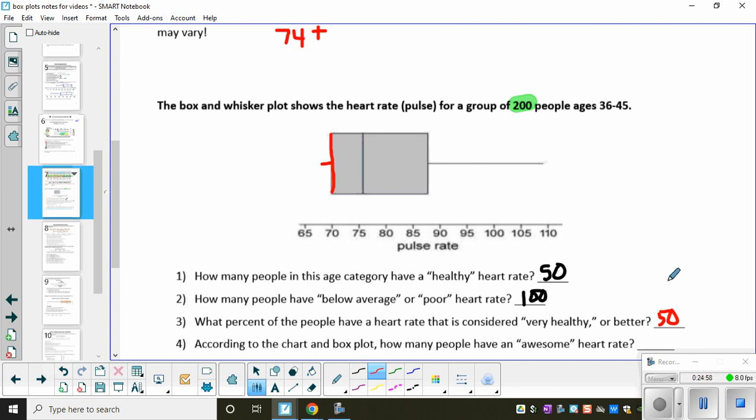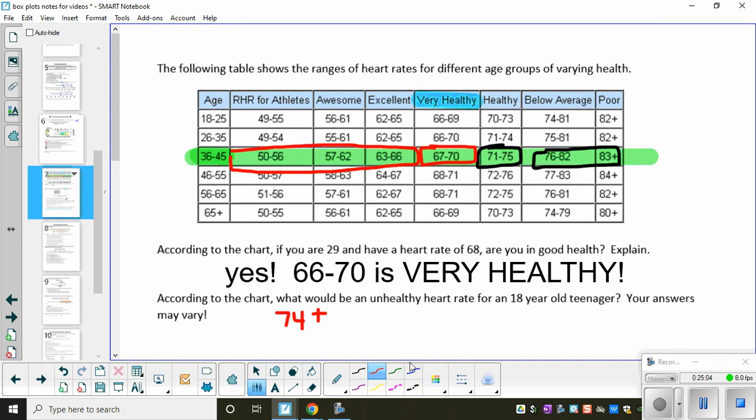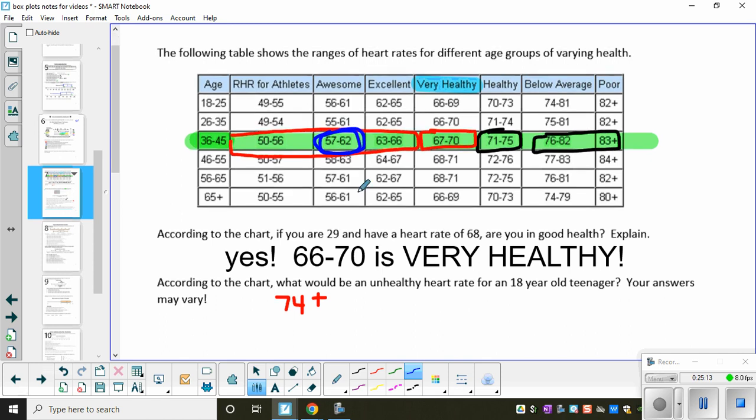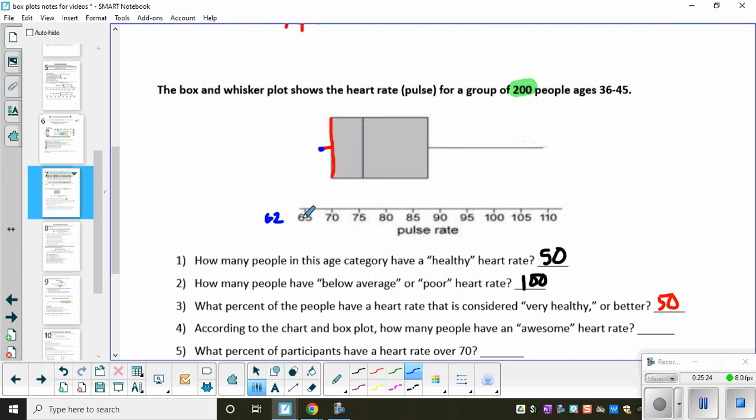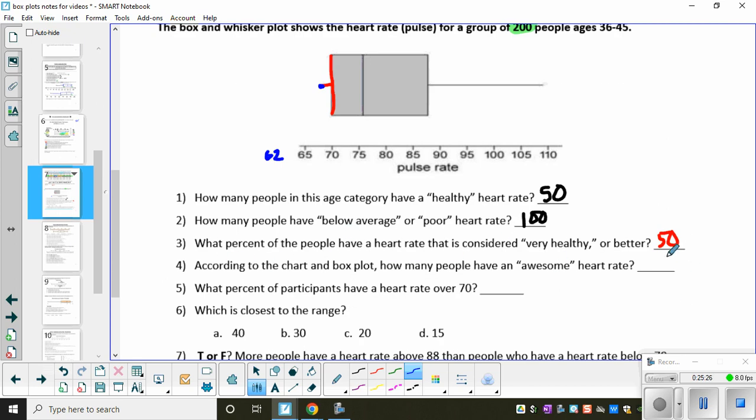Okay. According to the chart and the box plot, how many people have an awesome heart rate? So awesome is right here, which basically means your heart rate is 62 or lower. Okay, awesome. And if I look at the box plot, do you see how nobody has a heart rate that is lower than that number? 62 would be down here. So nobody, 0 people have a heart rate that is awesome.